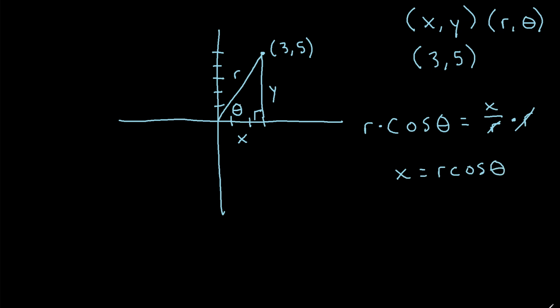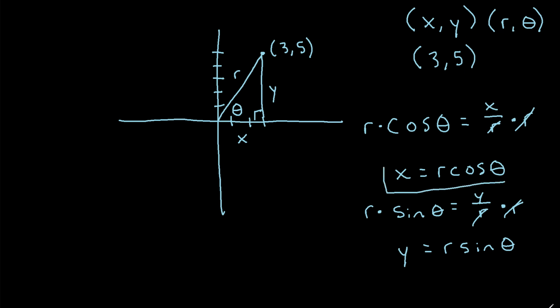Similarly, notice that the sine of theta is equal to the opposite side of the triangle over the hypotenuse, or y over r. And similarly, we could solve for y by multiplying both sides by r. So these r's would cancel out, and y is equal to r times the sine of theta. So if we're given polar coordinates of r and theta, we can convert them into rectangular coordinates of x and y by using these two equations.